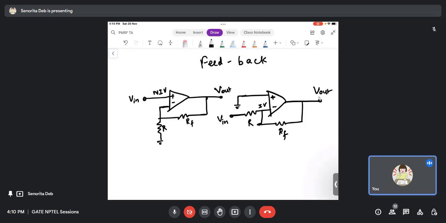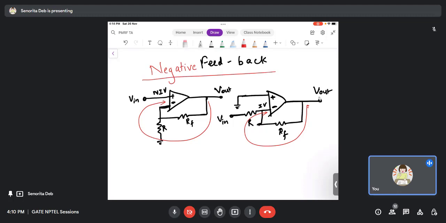The feedback, when it goes to the negative terminal, you can see in both the cases the feedback is going to the negative terminal, right? From here also the signal is coming and entering the negative terminal. From here also the signal is coming and entering the negative terminal. The difference is that the input is applied in one case to the non-inverting, in another case to the inverting, right? So these are both negative feedback.